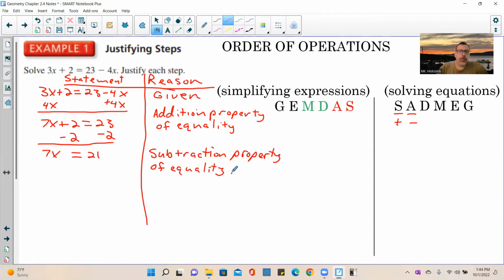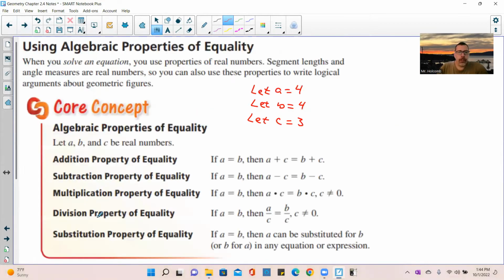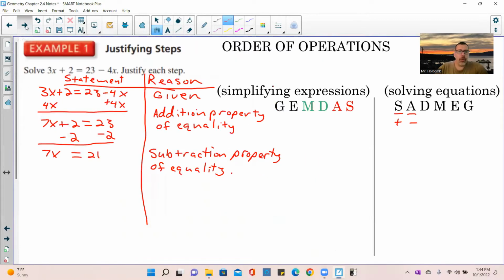Okay, you might be wondering, where am I getting all this from? Well, let's go back here. Subtraction property of equality. We just did the addition property of equality. If A equals B, then A plus C equals B plus C. So that's what I'm using here. I'm using the core concepts, the properties of equality.